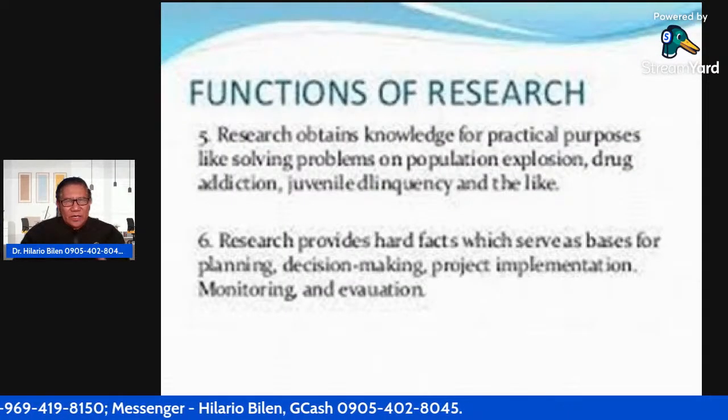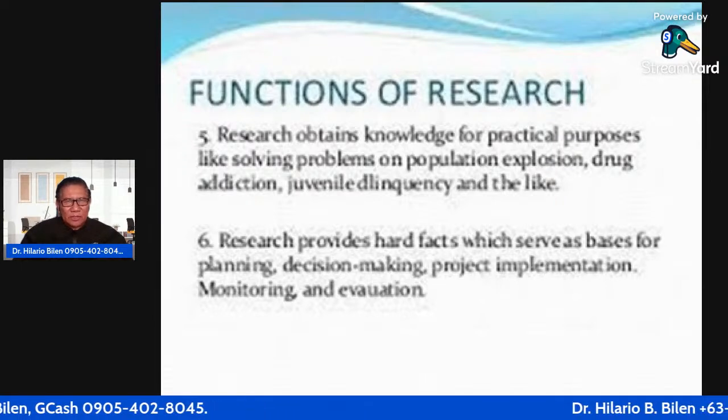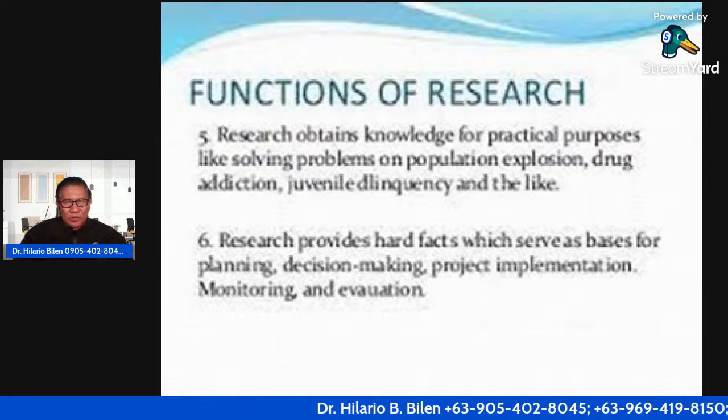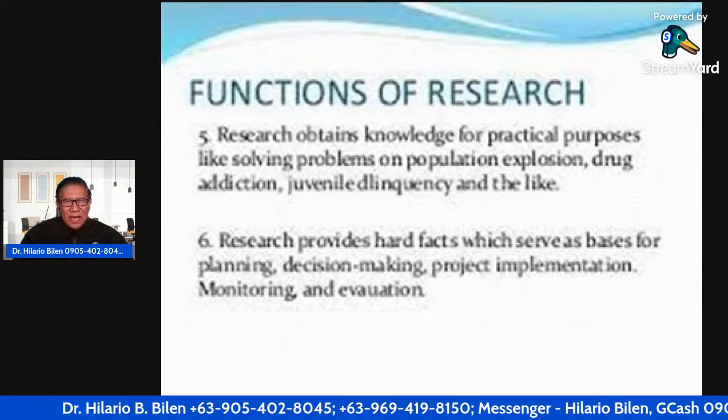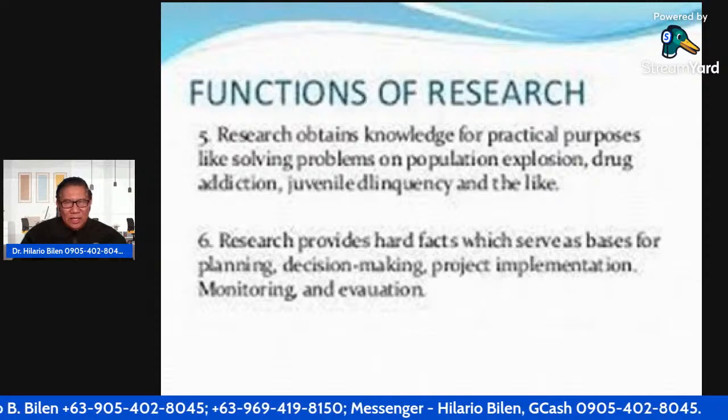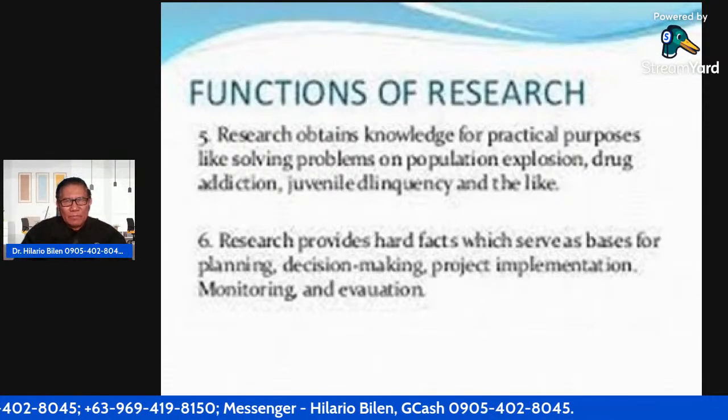Fifth, research obtains knowledge for practical purposes like solving problems on population explosion, drug addiction, juvenile delinquency, and the like. Okay?